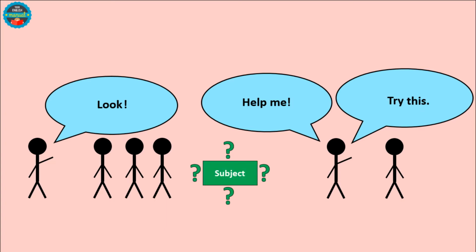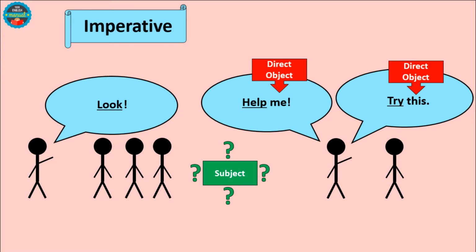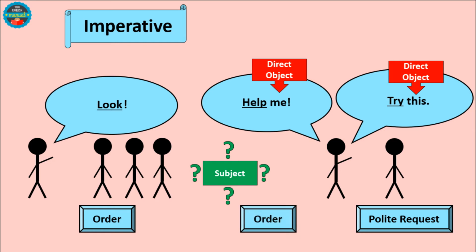In the first, we have only the verb to look. In the second, we have the verb to help and the direct object, me. In the third, we have the verb to try and the direct object, this. And now what? Well, this case is the one called imperative. It is used to make a polite request, for example, "Try this," or to give orders, for example, "Look," or "Help me."